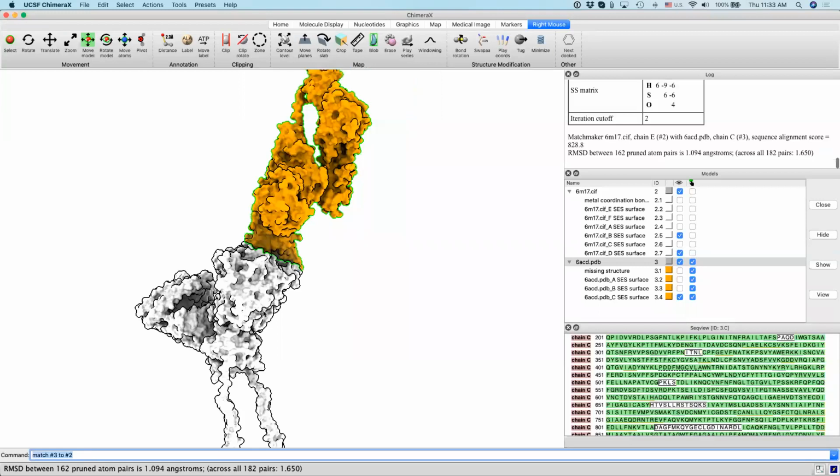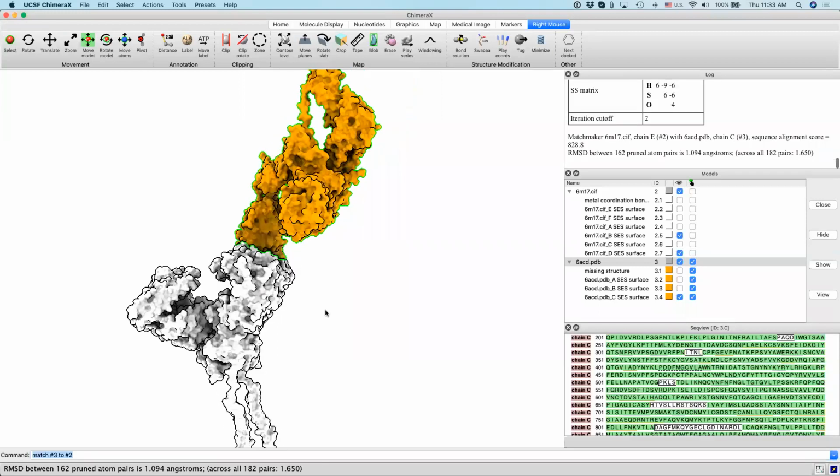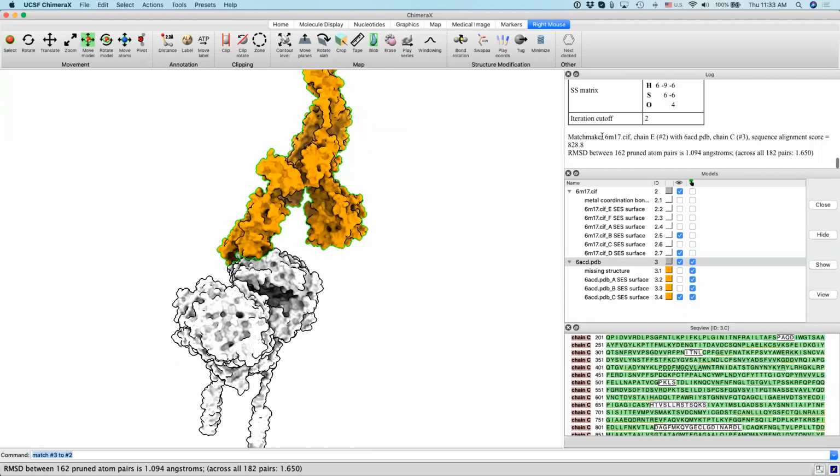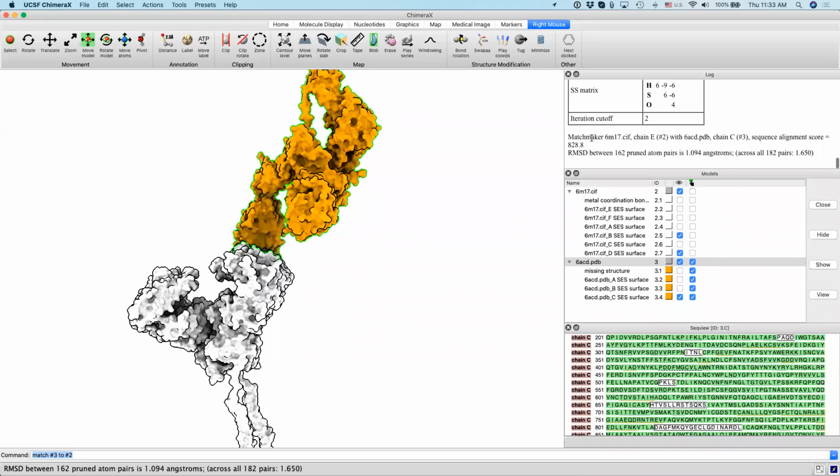And you can see that it calculates. So now it's connected, right? How does it do it? It's Matchmaker, the algorithm that connects chain E of number 2 to chain C of number 3, and it has a sequence alignment score of 888 and an RMSD between 162 pruned atom pairs of 1.094 angstroms. That's the distance between these two, so how close they are. And in total, there were 182 pairs of atoms.